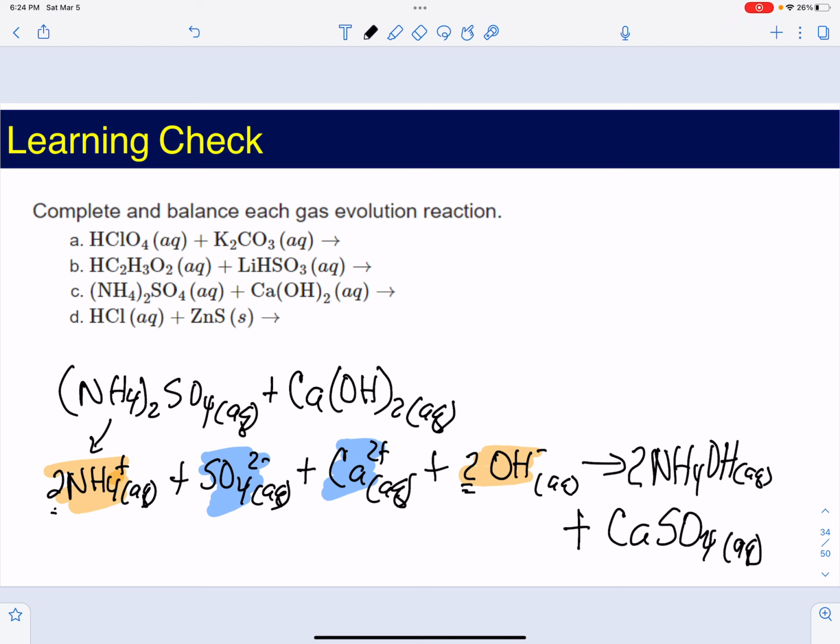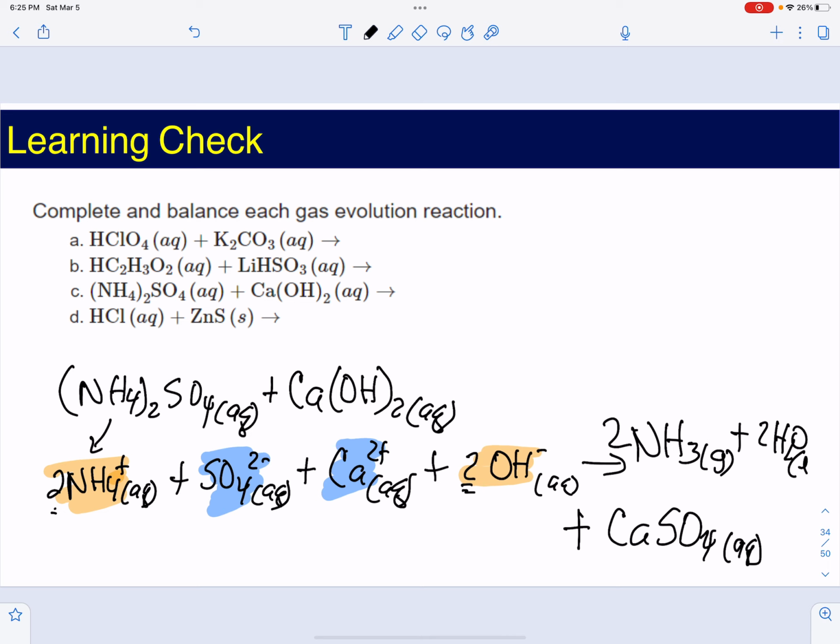However, remember I told you every time you get ammonium hydroxide, it's gonna break immediately into ammonia, and there's two of them, and water. So the answer to this question would be two ammonias plus two water plus calcium sulfate is what I get out of this here.